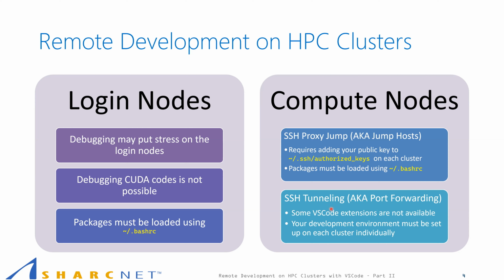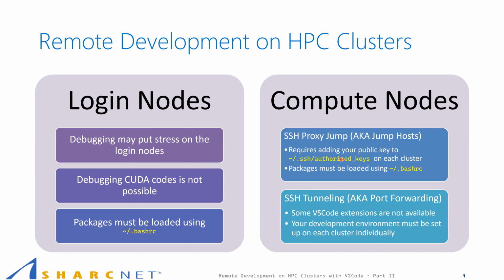The SSH tunneling, also known as port forwarding, is the method that we are going to cover first today. The problem with this approach is that some VS Code extensions are not working or not even available using this method. For example, the Nsight that we are going to use today is not available. And because of that, for the second part of today's talk, I'm going to again use the SSH proxy jump method to do that. And another problem is that your development environment must be set up on each cluster individually.